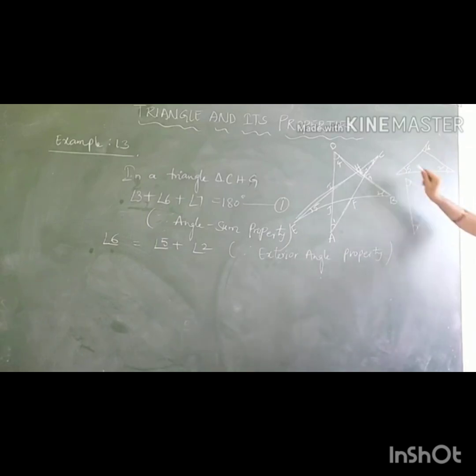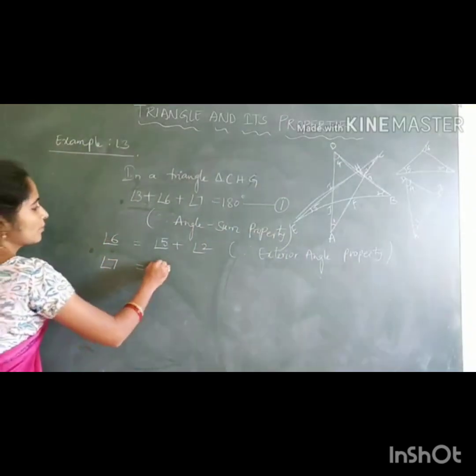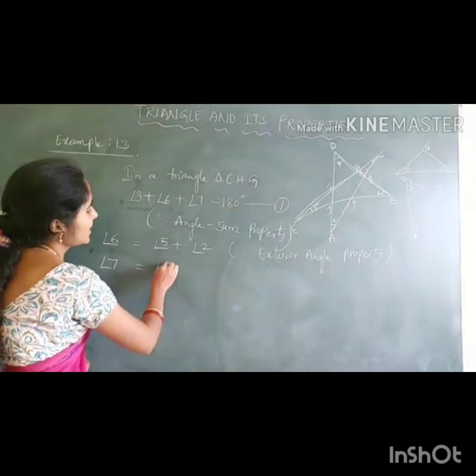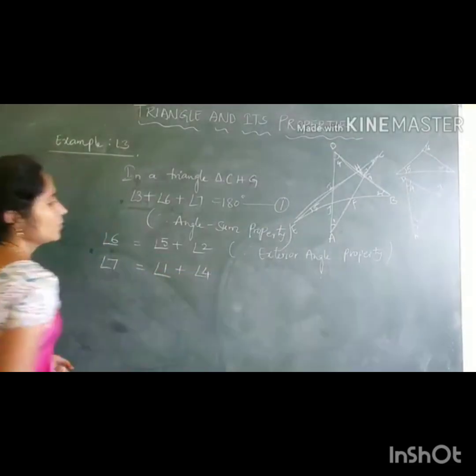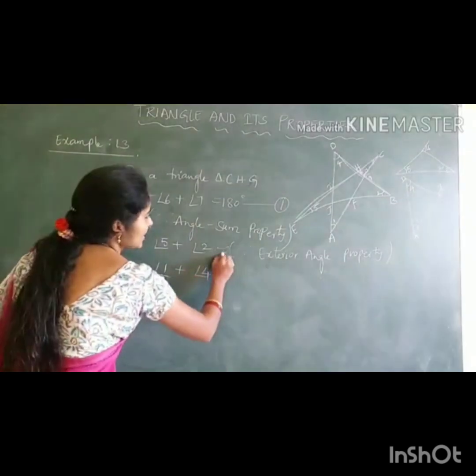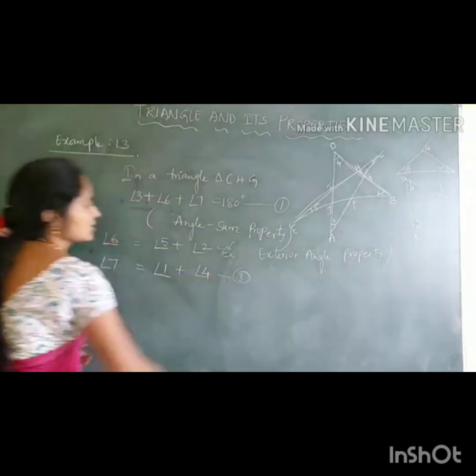Here which angle is there at D? Angle 4. Here which angle is there at A? Angle 1. So these two are opposite interior angles of this exterior angle. As per the exterior angle property, angle 7 is equal to the sum of opposite interior angles, angle 1 plus angle 4. So this is the second equation, this is the third equation.